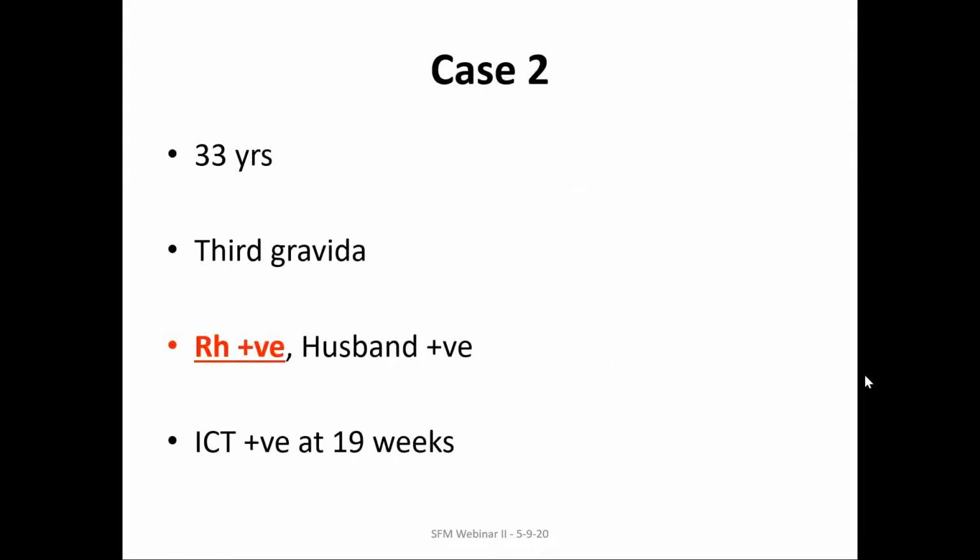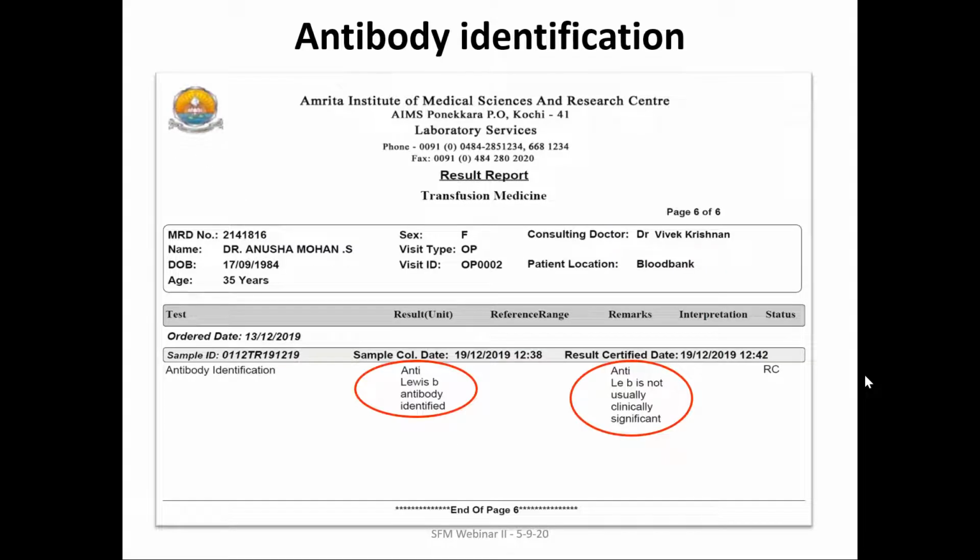Let me give you an example. If we go back to case 2 that we discussed earlier, the RH positive lady who had ICT positivity at 19 weeks, third gravida. In this particular case, the antibody that caused the ICT positivity was not a rhesus antibody. It was a non-rhesus antibody, the anti-Lewis B antibody. And you can see from this report that my ever-smart transfusion medicine specialist, Dr. Veena, has told me that anti-Lewis B antibody is usually not clinically significant.